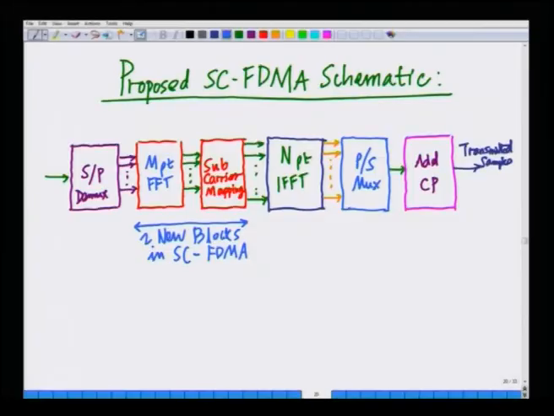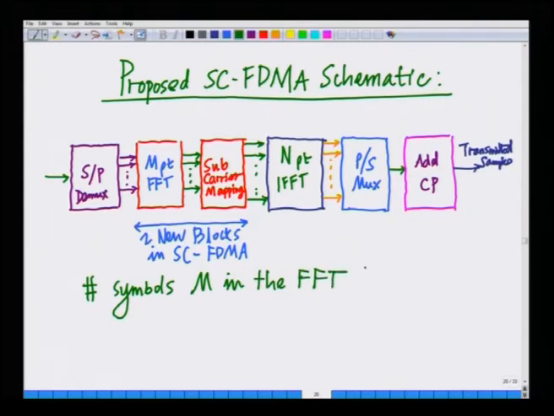And we also said that the number of symbols M in the FFT is much smaller than N, which is the number of subcarriers.